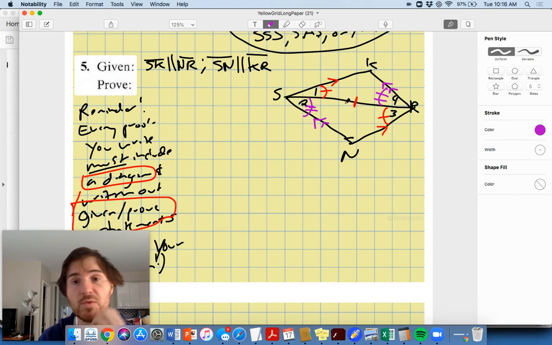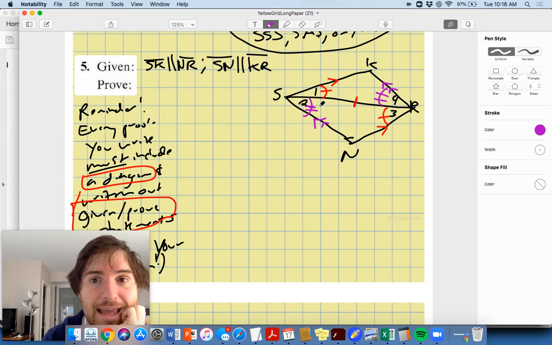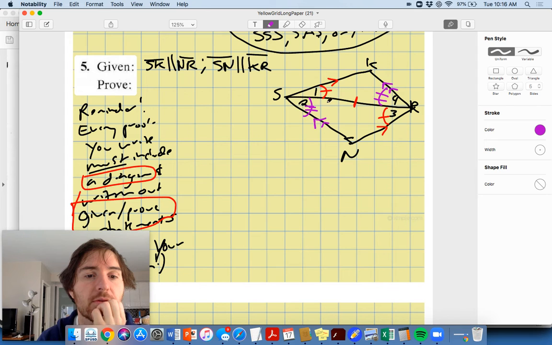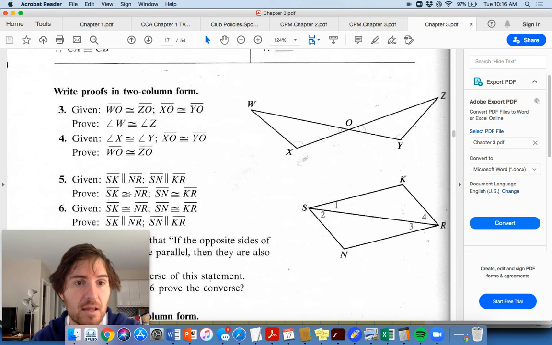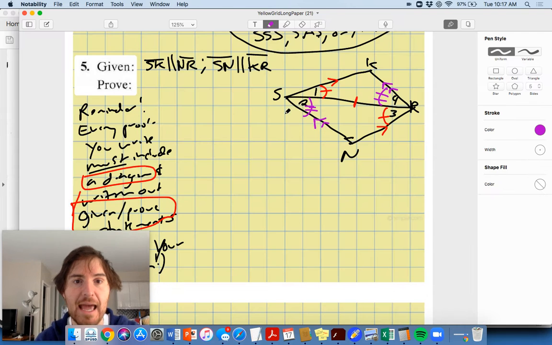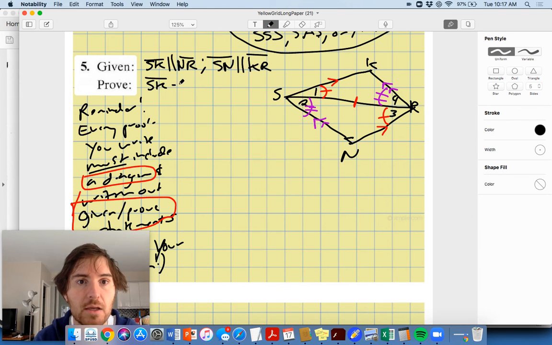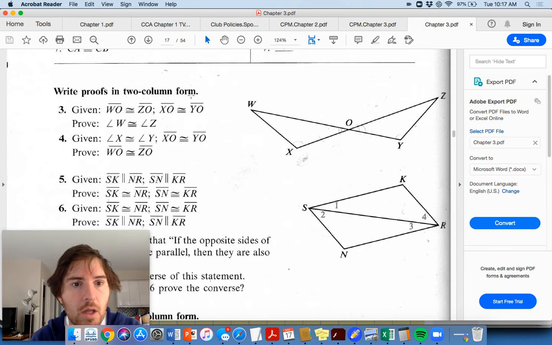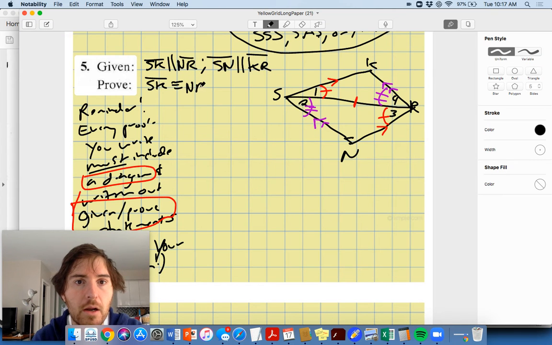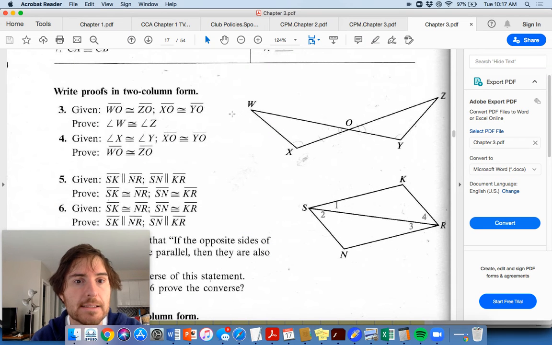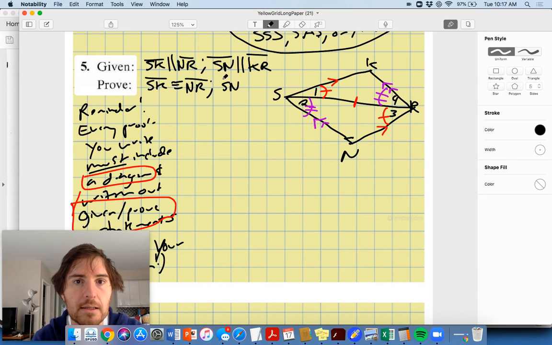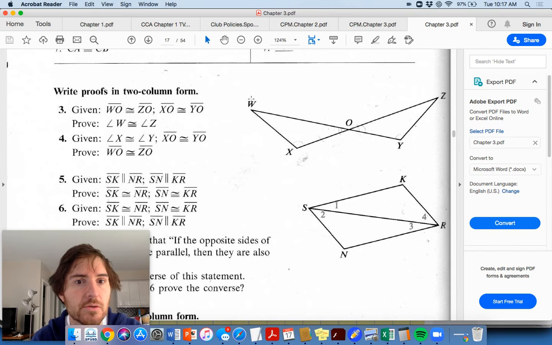Okay, so now once we say all this stuff, it looks like here we're going to have an ASA correspondence in terms of those 3 parts all being congruent to one another correspondingly. So that's going to be enough to say that the triangles are congruent. And then ultimately, what do we have to say? Number 5, we have to say that SK is congruent. Our proof statement is SK congruent to NR and SN congruent to KR.